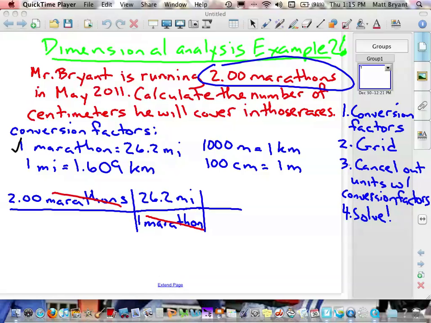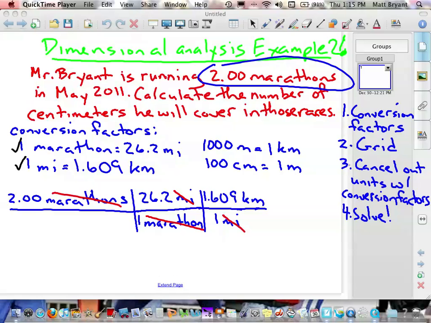Now, the next step should be one that allows you to cancel out miles. So, if I'm looking at this right, I think that's this step right here on the left. So if 1 mile equals 1.609 kilometers, that will allow us to cancel out miles in this next step.